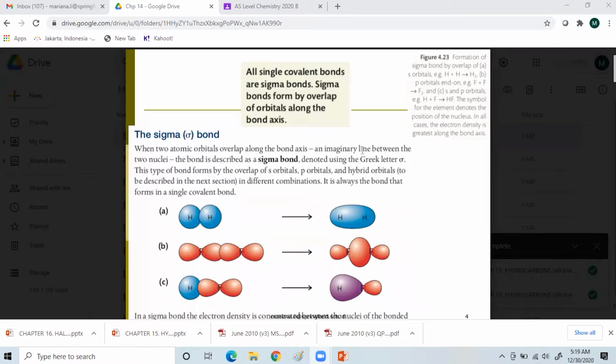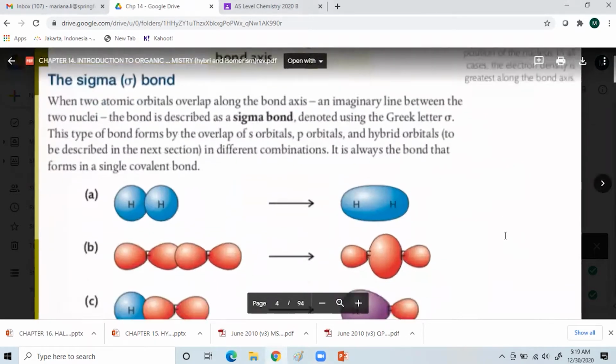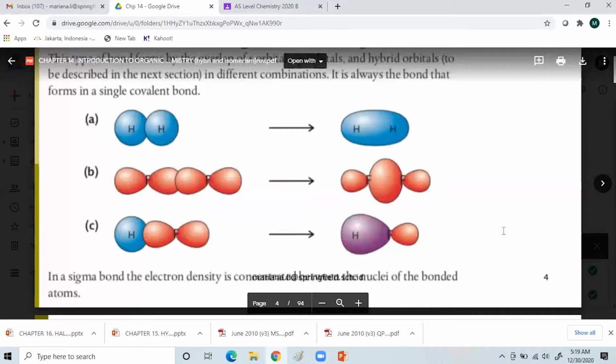Okay, if you see here, we have a hydrogen atom and another hydrogen atom. They make overlapping orbitals between these two atomic orbitals, and form what we call a molecular orbital.